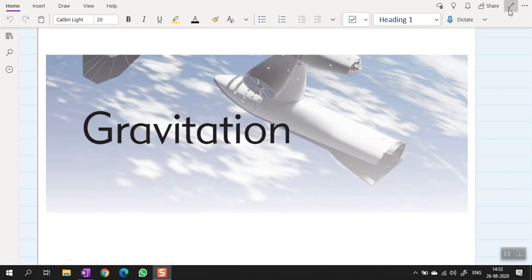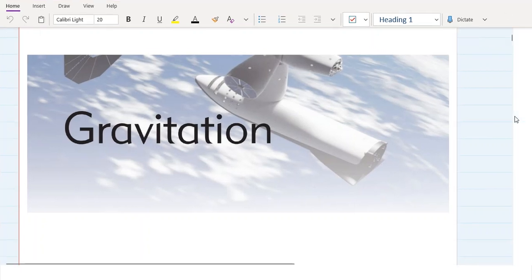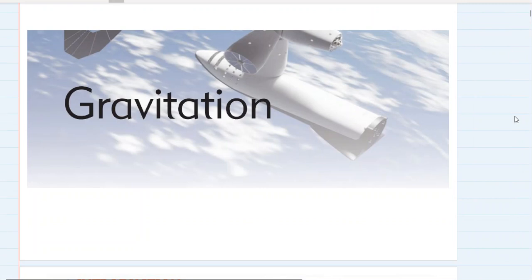Hello everyone. Today we are going to start with a very interesting topic of physics, which is gravitation. So let me first clarify this. This topic, gravitation, is a small part for ICSE students. It is part of the chapter Laws of Motion.